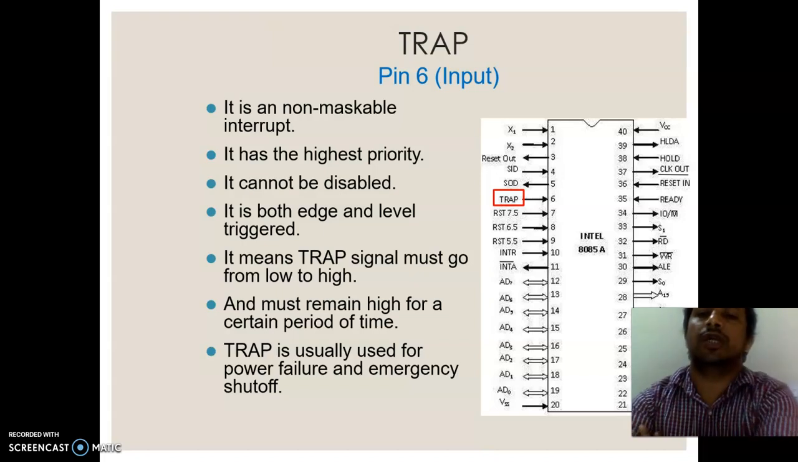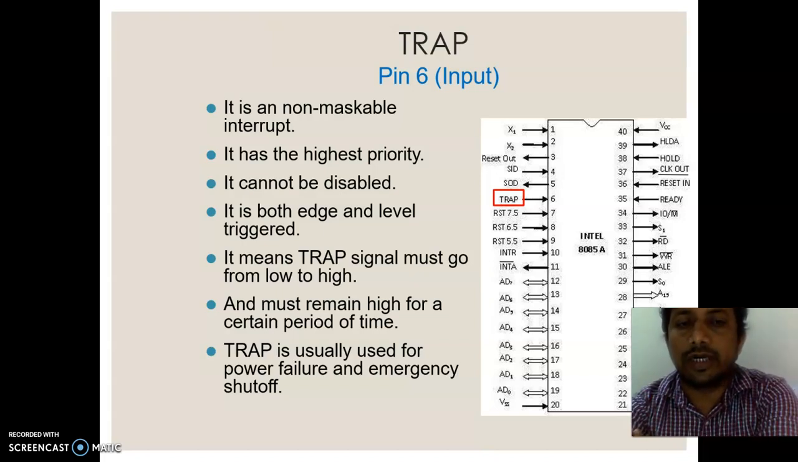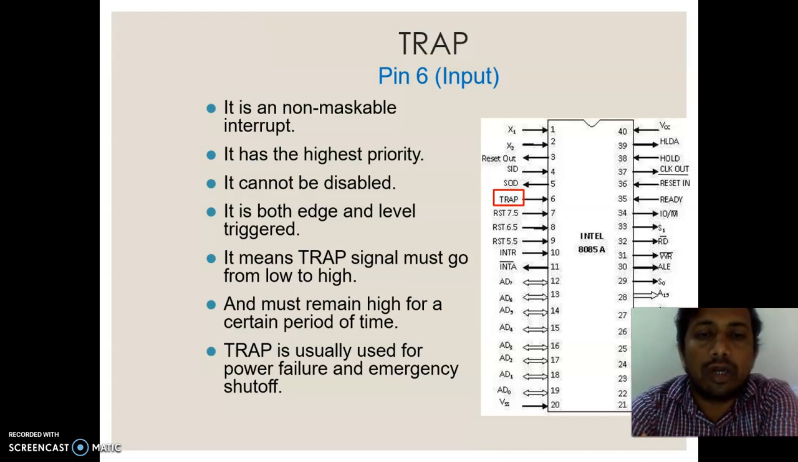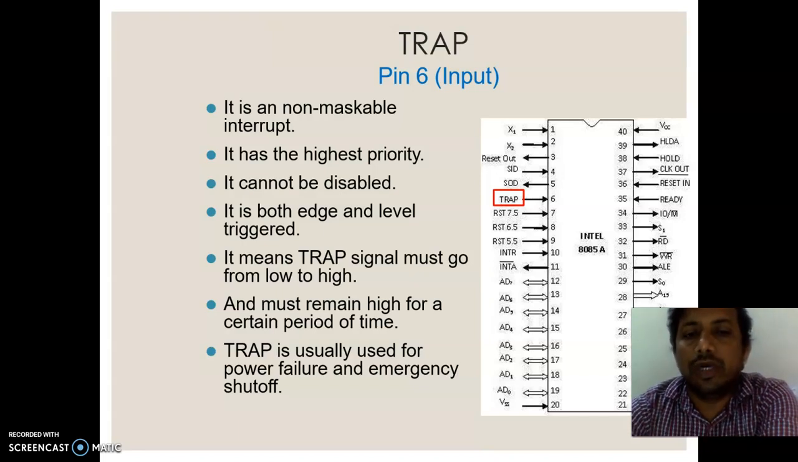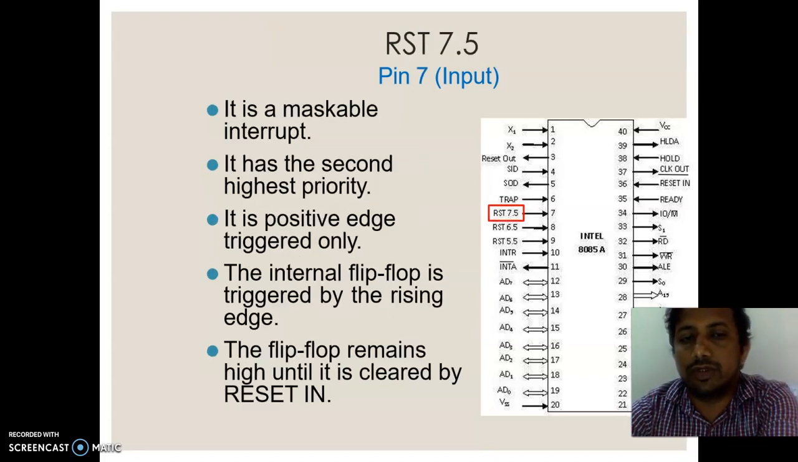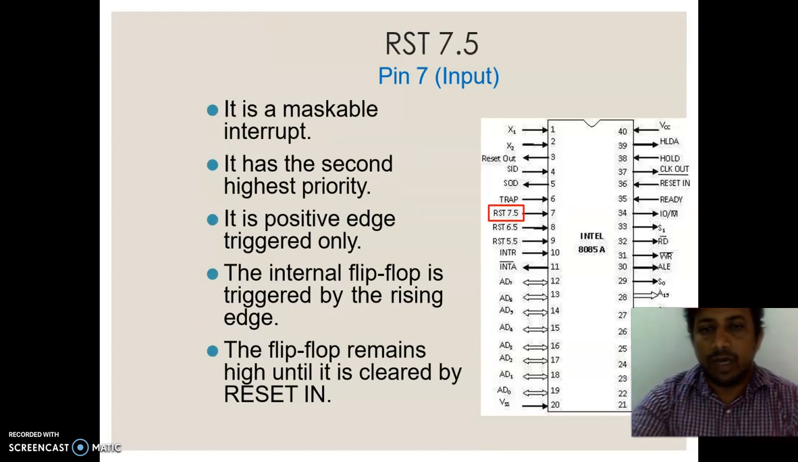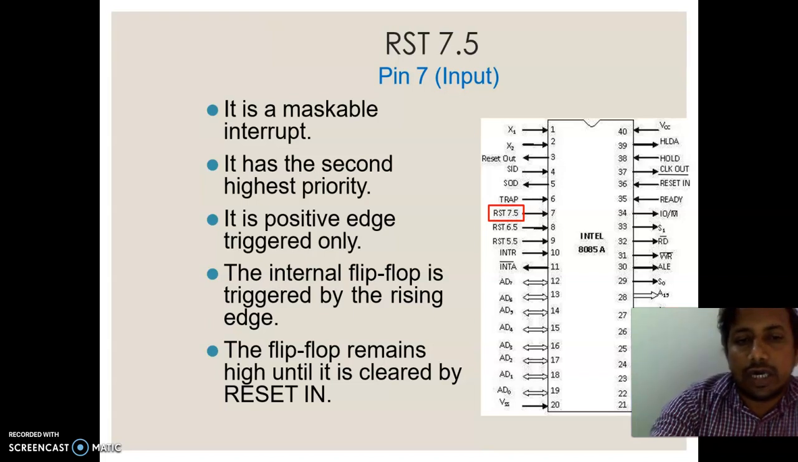It is given the highest priority and is said to be a non-maskable interrupt. Non-maskable interrupt means an interrupt which can't be altered or ignored; compulsorily it needs to be taken into consideration. And this TRAP interrupt is both edge triggered and level triggered. That is the most important. Similarly, the remaining 4 interrupts are maskable interrupts, and these are either edge triggered or level triggered.